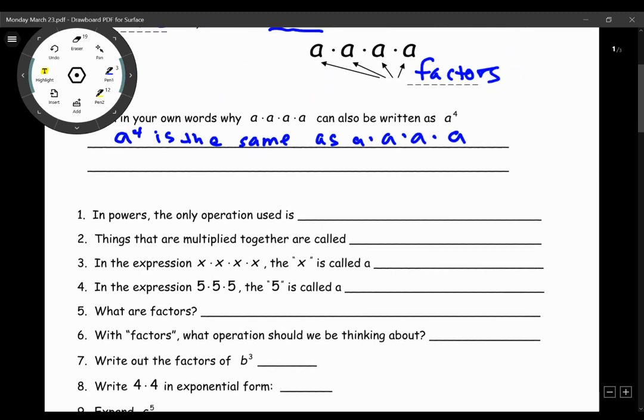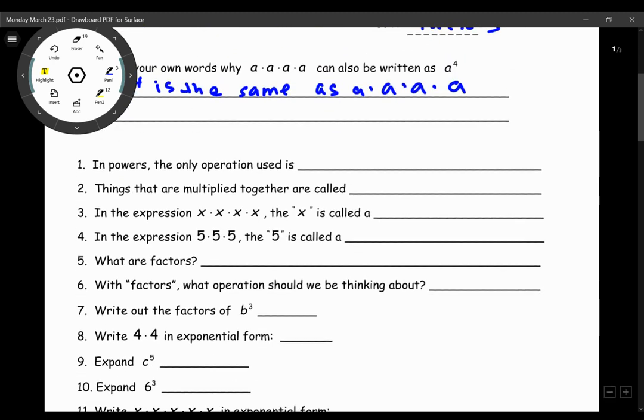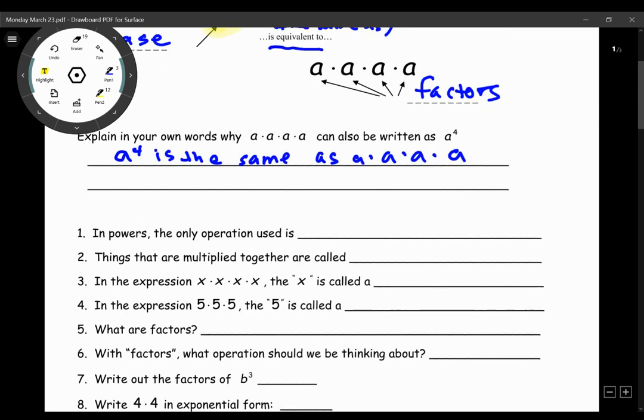Okay, let's go ahead and move on. In powers, the only operation used is, so here when we talked about a to the power of 4, what operation did we use? Addition, subtraction, multiplication, or division? Well, the dot represents multiplication, so we used multiplication. Once again, multiplication.